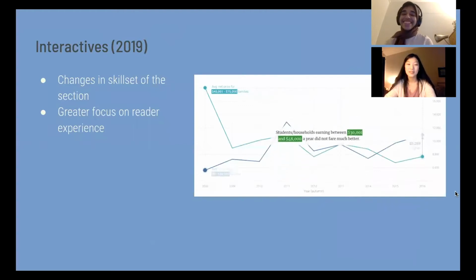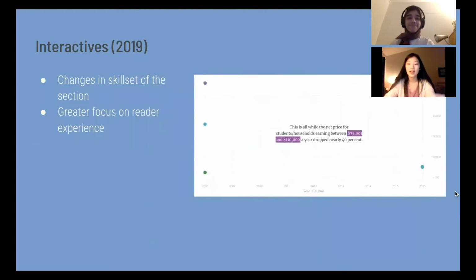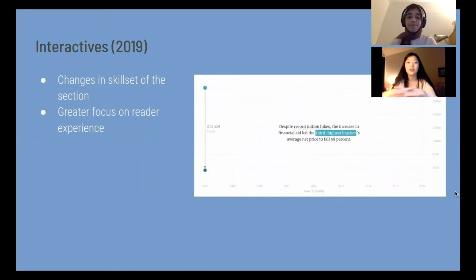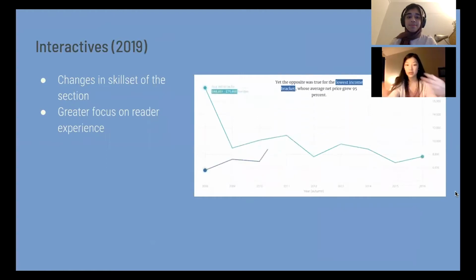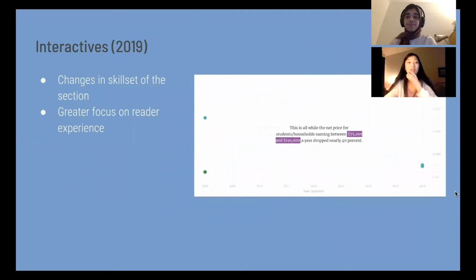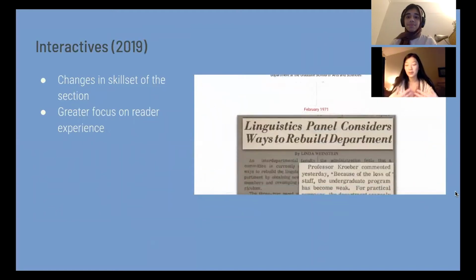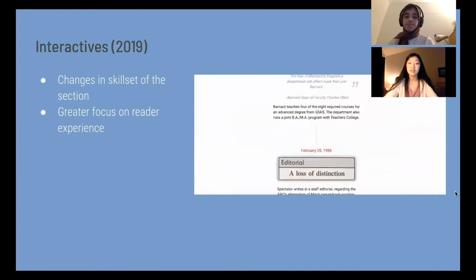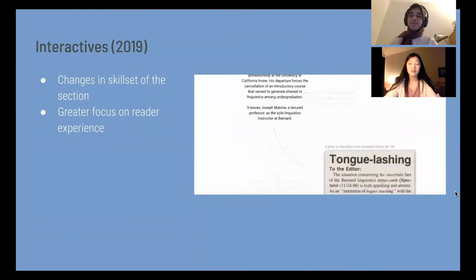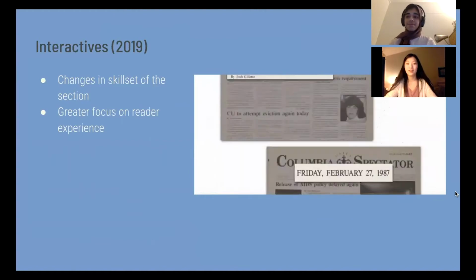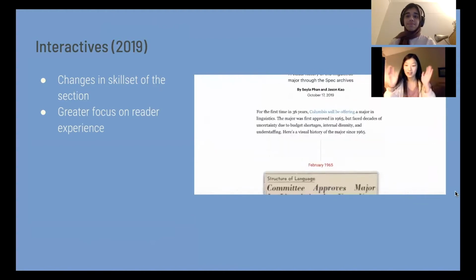2019 was definitely a pretty formative year in that during that year, the skill set of our pretty small section shifted to be much more coding heavy. We had students in our section who knew different skills such as D3, R, Python, QGIS, Mapbox, React, and scrollytelling. That definitely shifted the way that we approached our graphics and the way that we approached our stories and data analysis. Even on the stories that didn't have an interactive component, such as this story about the linguistics major, you can see how we shifted towards a much greater focus on prolonging the user experience, scrolling through it rather than trying to throw all the information out at once in just a single frame.